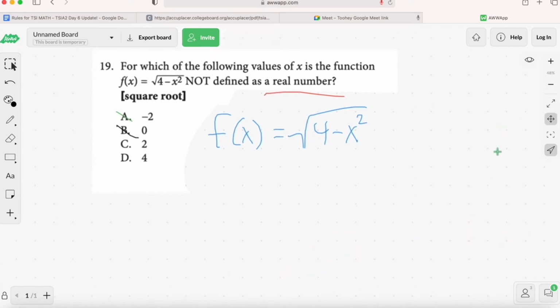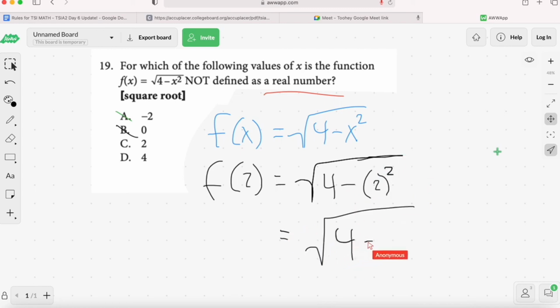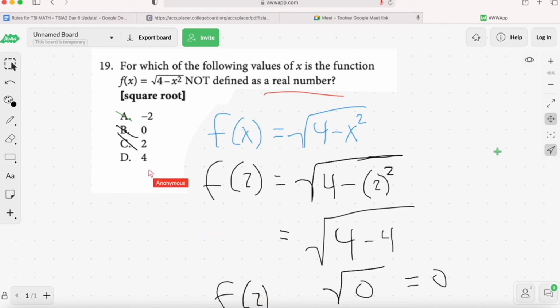Okay, so we're plugging in a 2 for x now. We'll find f of 2. f of 2 equals the square root of 4 minus, parentheses, 2 squared. All that is under the square root sign. Make that really clear. So what does that equal? 2 squared, that's 4. So 4 minus 4 is 0. Square root of 0, we've already done that. Square root of 0 is just 0. So f of 2 equals 0. That's a real number. So C's gone.